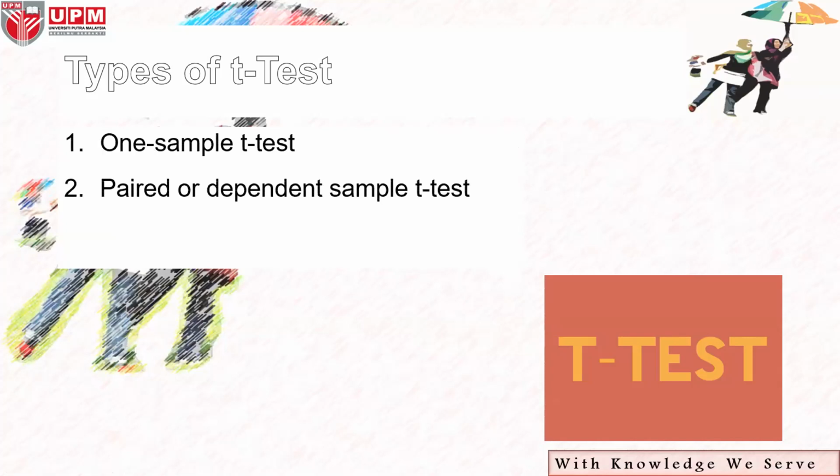Okay, so t-test, how many types of t-test are available? 3. Okay, there are 3 types of t-test. The first one is one sample t-test, paired sample or dependent sample t-test, and lastly independent sample t-test.